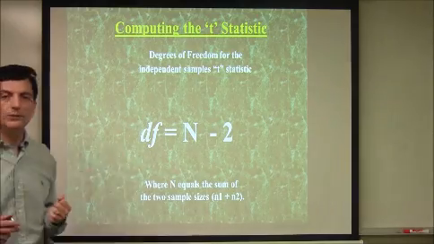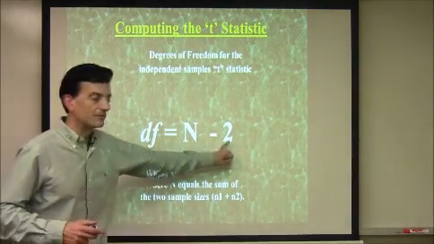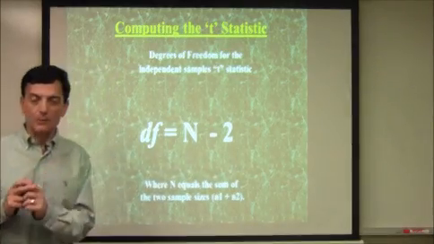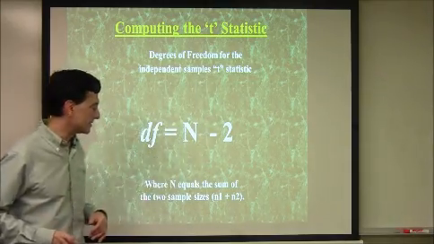Okay? And we will, in future sessions, begin to help you develop some intuitions about where this degrees of freedom formula comes from. But for right now, we're simply going to accept that degrees of freedom for this kind of statistic is n minus 2.